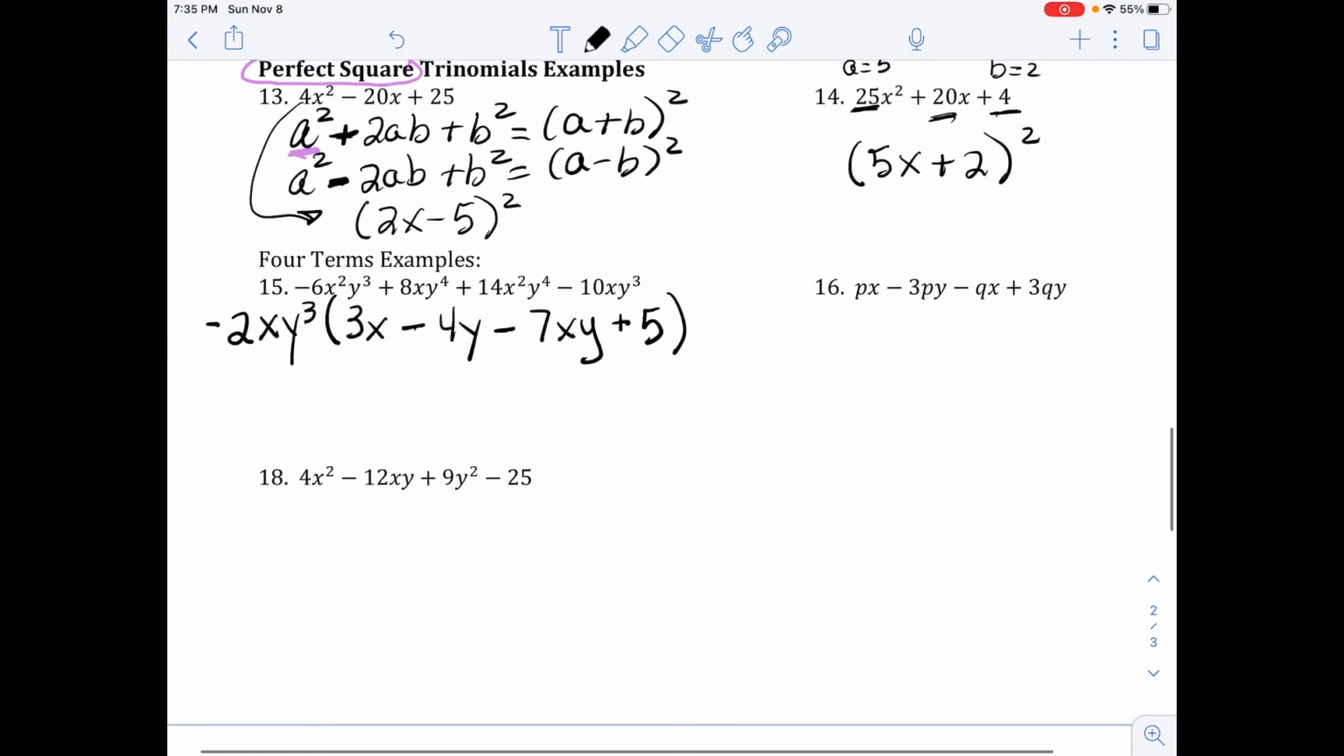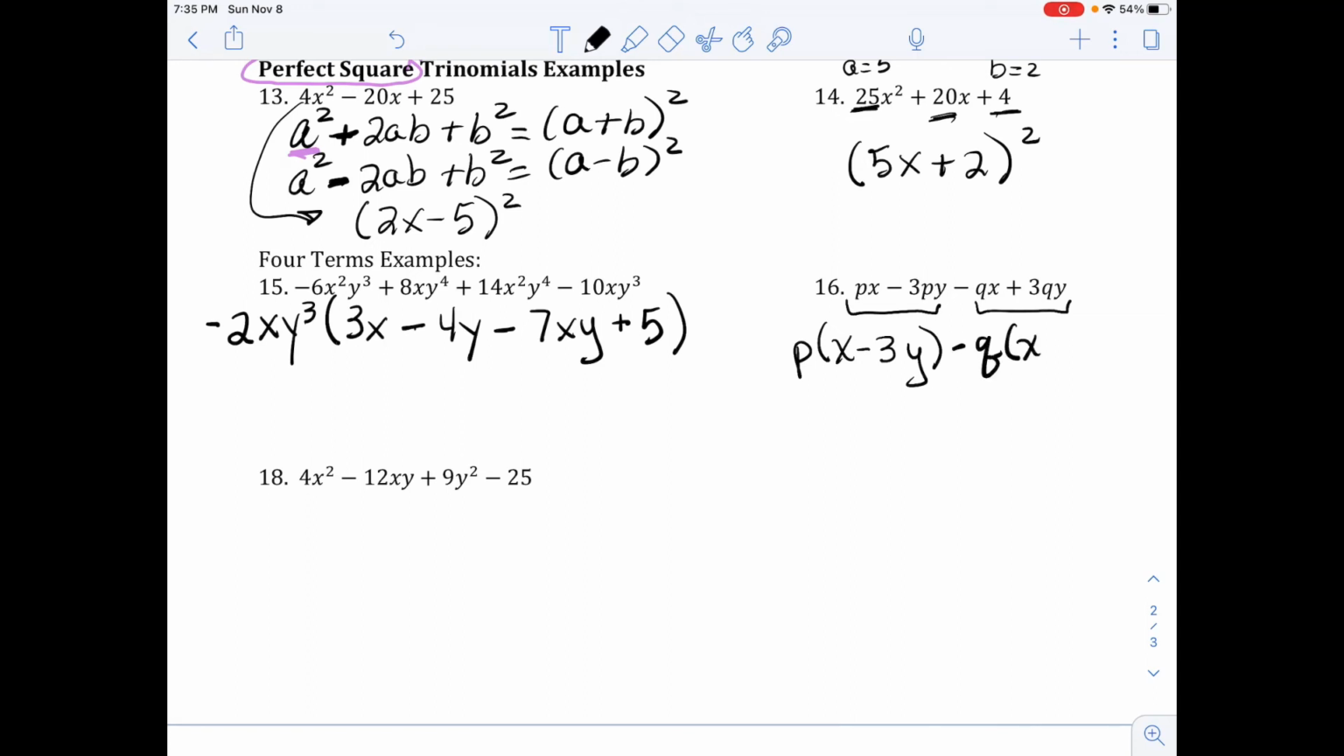And so here we begin our factor by grouping 2 and 2. In the first 2, I see there's a P in common. So P is the GCF, and we're going to have x minus 3y. In the second one, I see that Q is in common. And again, always pull out the lead negative. So minus Q, x minus 3y.